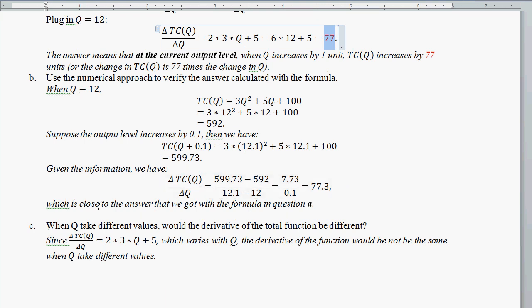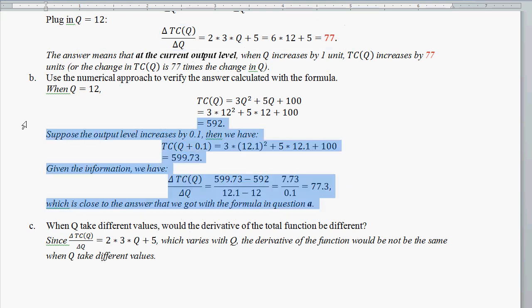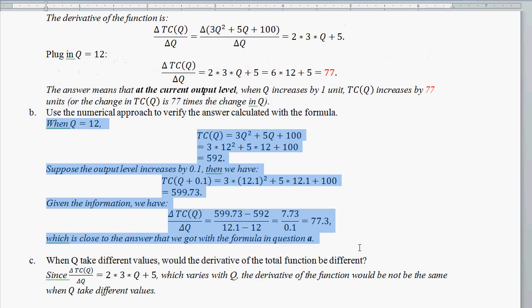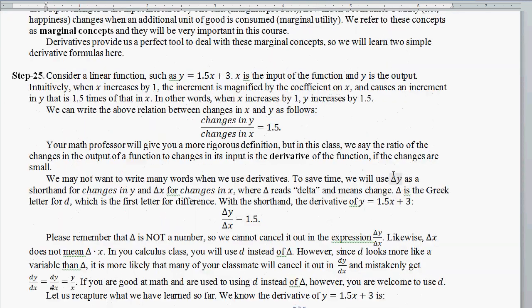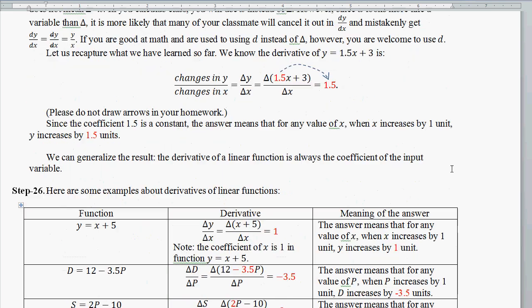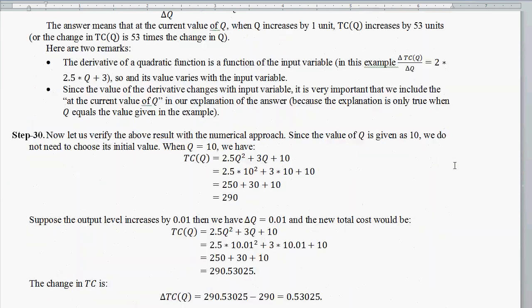Again, the definition says that the change of the input variable should be very small. Your math professor will make it infinitely small. But here, we are using a change of 0.1. We think that's small, but not small enough. So we're going to see some difference between these two numbers.